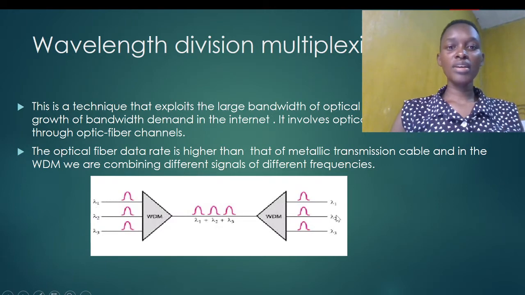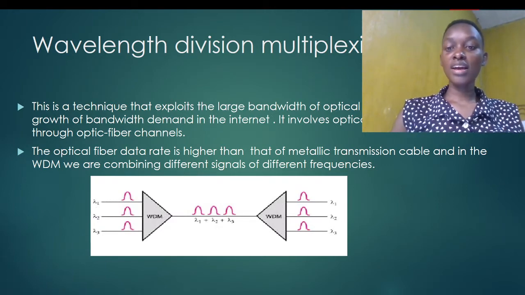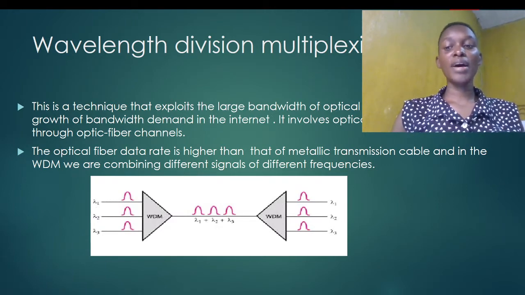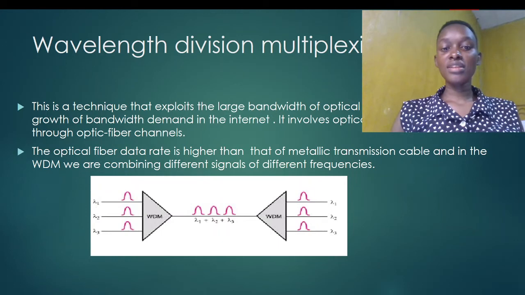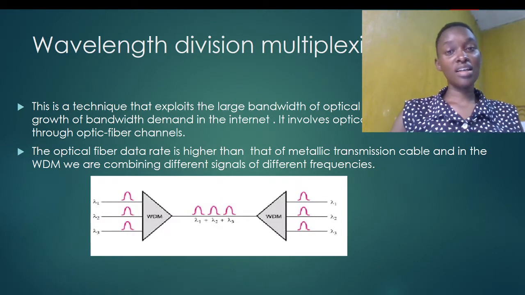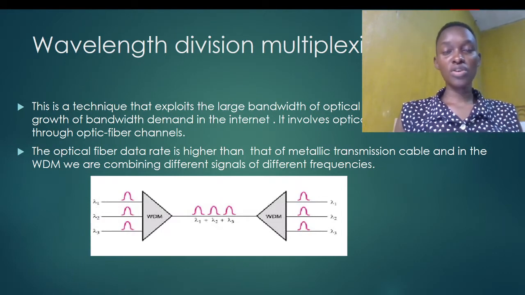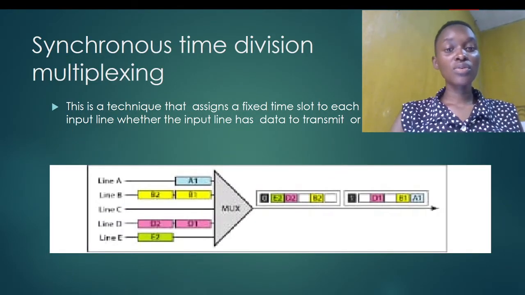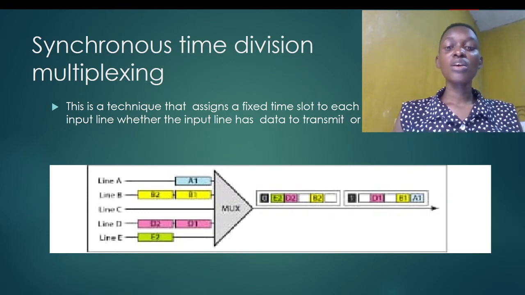In wavelength division multiplexing, we exploit the large bandwidth of optical fibers to meet the high growth of bandwidth demand in the internet, because we know optical fibers have a high data rate compared to the metallic transmission cables.